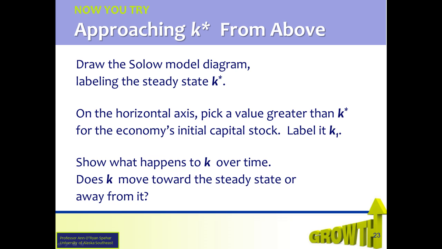Now you try. I recommend you do this. Try approaching K star from above. Draw the Solow model diagram and label the steady state K star. And then on the horizontal axis, pick a value greater than K star for the economy's initial capital stock and label it K1. Show what happens to K over time. Does K move toward the steady state or away from it, and why?